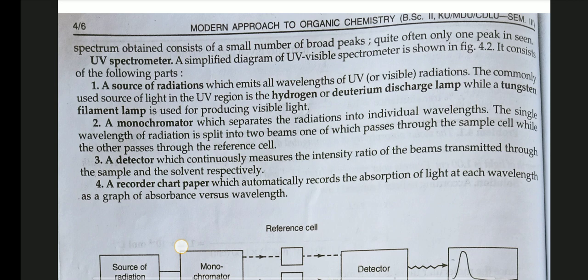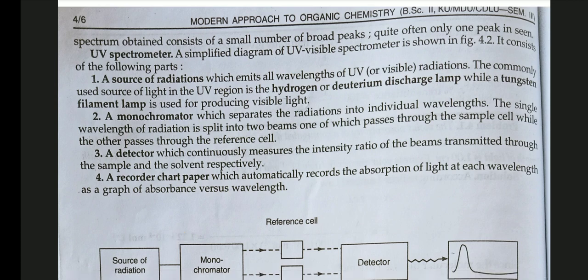A monochromator which separates the radiation into individual wavelengths. The single wavelength of radiation is split into two beams, one of which passes through the sample cell while the other passes through the reference cell. A detector which continuously measures the intensity ratio of beams transmitted through the sample and the solvent respectively. A recorder chart paper which automatically records the absorption of light at each wavelength as a graph of absorbance versus wavelength. Presentation of spectrum: the ultraviolet spectrum of 1,3-butadiene in hexane.